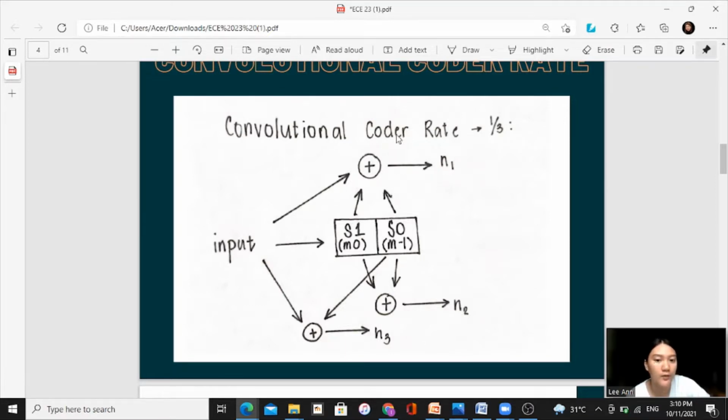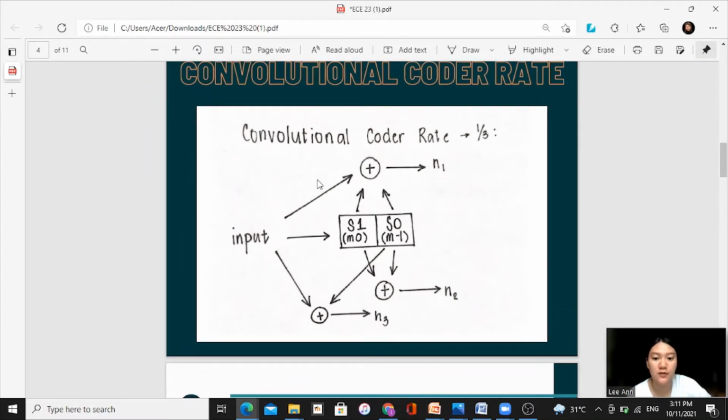Based on the arrows, N1 is found by input XOR S1 XOR S0. N2 is S1 XOR S0. And N3 is input XOR S0. Since we're going to do the shift register later, we need to know that this is a shift right.